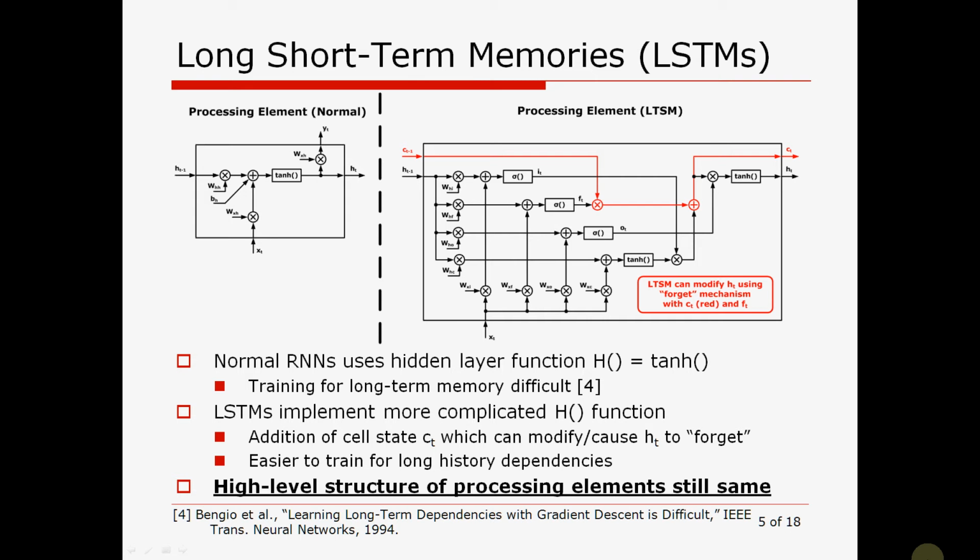Now, this may look complicated, but the key point of this slide is to show that there may be different types of processing elements depending on the variant of RNN. But at the end of the day, the high-level structure of the processing elements is still the same. So what really matters is how the processing elements transfer and communicate data with one another, and how we schedule the data transfers between the elements.